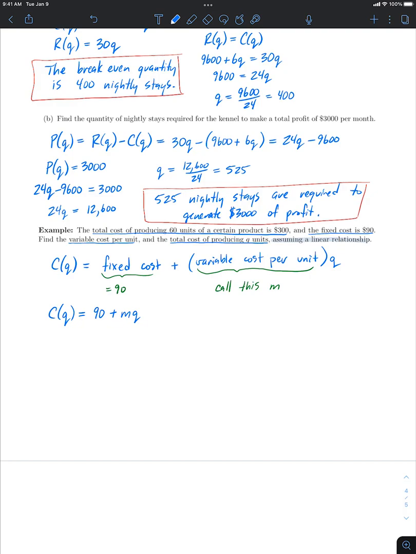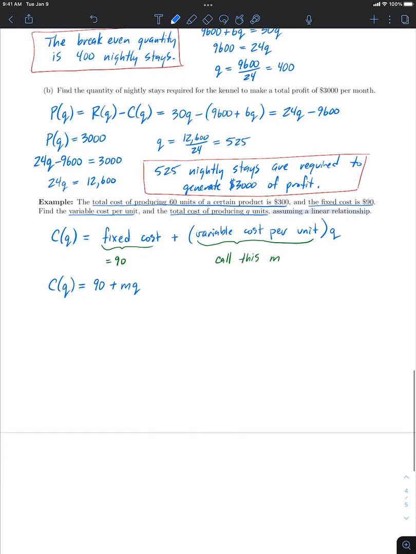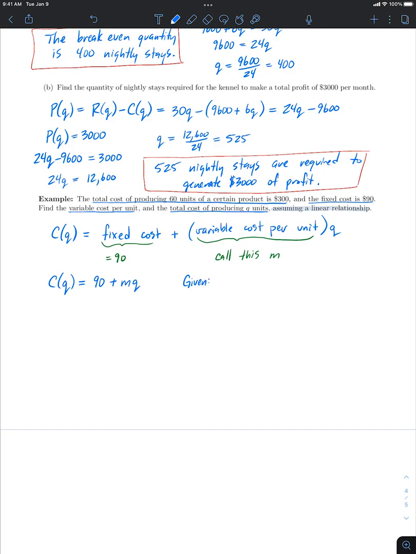In fact, M is what we're trying to find now. If we can find M, that'll be good. So how do we find M? Well, there's the very first piece of information given in this question that we actually haven't used yet. It says the total cost of producing 60 units is $300. That's C of 60, since the cost function gives you the total cost of producing Q units. So plug in Q equals 60. We're given in the question that C of 60 is equal to $300.